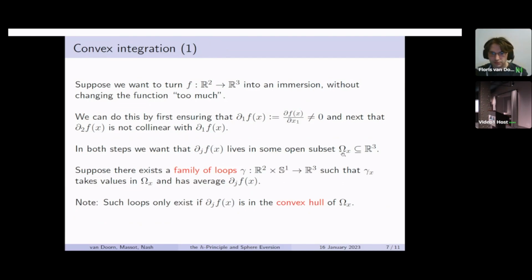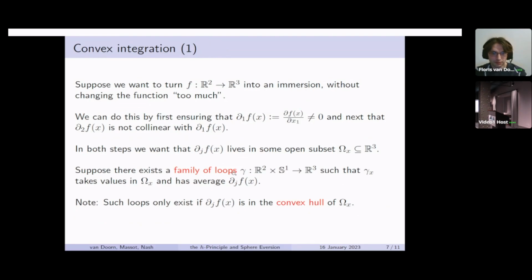Recall that for our immersion case, for our first partial derivative, the omega x is just the complement of 0, because the first partial derivative can be anything but 0. And the omega x for the second partial derivative is just the complement of a one-dimensional subspace in R3, namely the one generated by this first partial derivative.